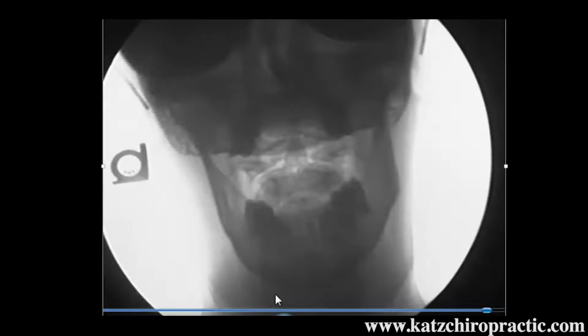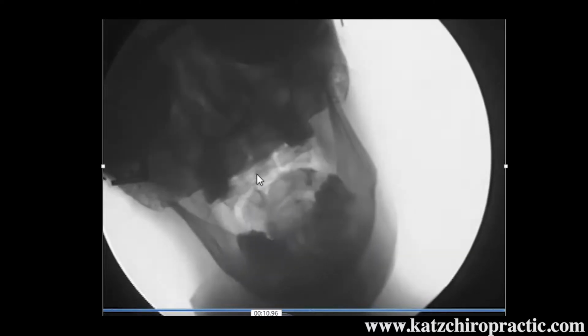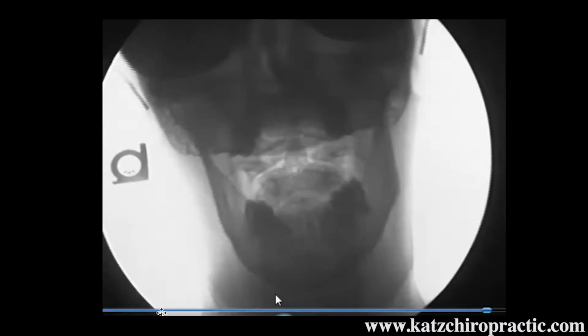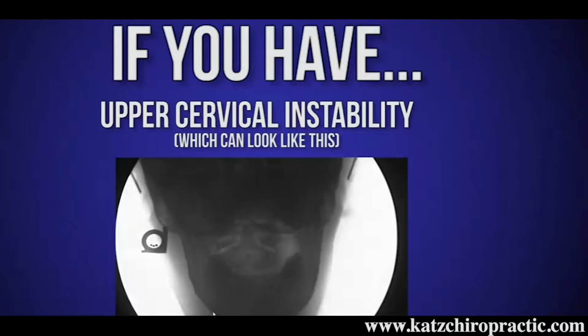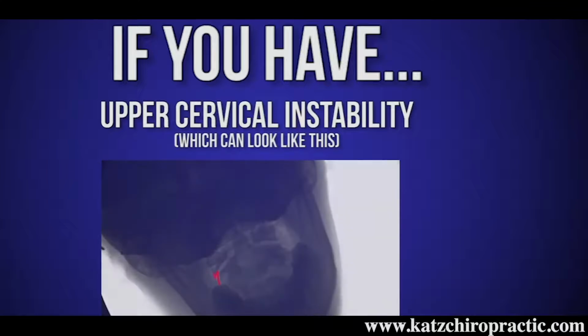C1 open mouth, we're looking at the accessory and alar ligaments. Let me show you this here. It's a very hard view to get. I analyze it, stop it when I see the problem, and measure it. We're looking at these abnormalities. So here's a great illustration that shows the line we look at. If you have upper cervical instability, it can look like this. I'll show you here. We just drew that line in to show you what we're looking at there, okay?